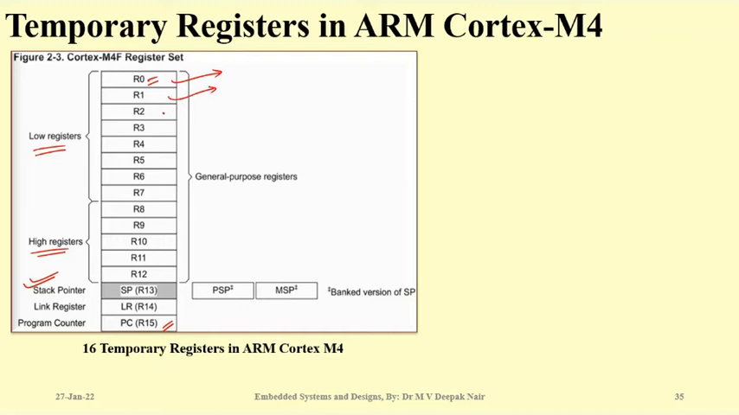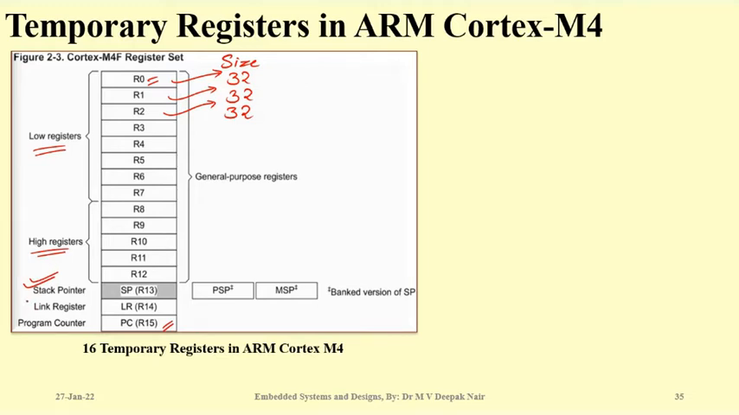Size of these registers? 32-bit. Remember, these are all 32-bit registers, because ARM Cortex is 32-bit. So all the registers are 32-bit registers. Even the stack pointer is also 32-bit. Then these are temporary registers, just like A, B, C, D, E, H, L, and all.